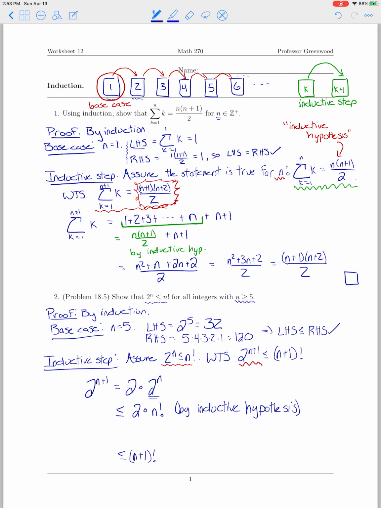Now my goal overall was to show that this was less than or equal to n plus 1 factorial. And so I have to somehow connect 2 times n factorial to being less than or equal to n plus 1 factorial. The way I can do that is by saying that this is less than or equal to n plus 1 times n factorial. In this case, I need to know how big n is. This would have been true as long as n was greater than or equal to 1. But in this problem, we were assuming that n was greater than or equal to 5. And so we're good to go for this line. And then that does connect the last dot here, and so we're done with the proof.